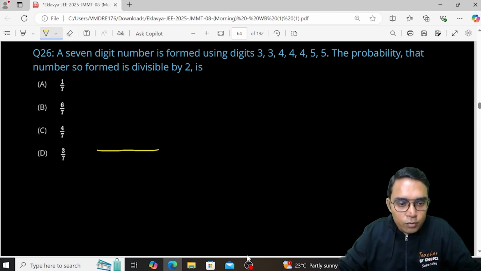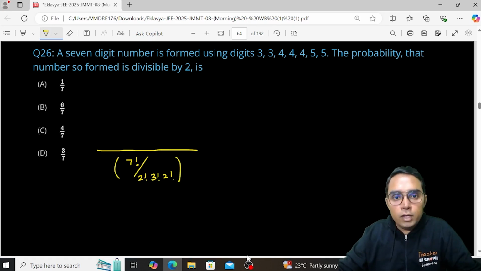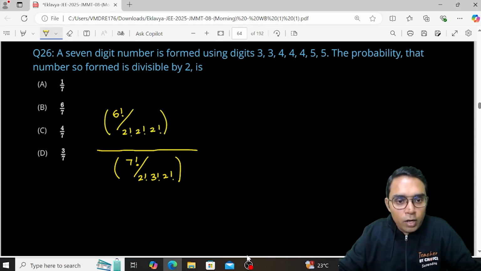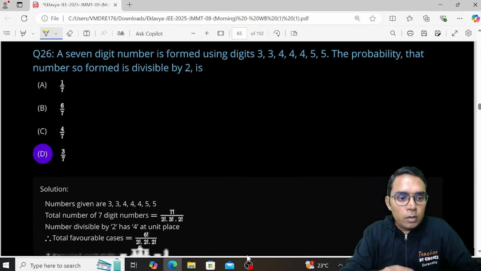Now the total numbers that can be formed using these digits would be 7 factorial upon 2 factorial, 3 factorial, 2 factorial. That is the formula for arrangement of alike objects. Now I want the number to be divisible by 2. That means my unit place should have 4. So the remaining 6 places, after 1 four is used at the unit place, will be filled by 2 threes, 2 remaining 4s and 2 fives. So that will be the required probability. You can do the calculation. I think that is simple. You will get the answer to be 3 upon 7. That is D.